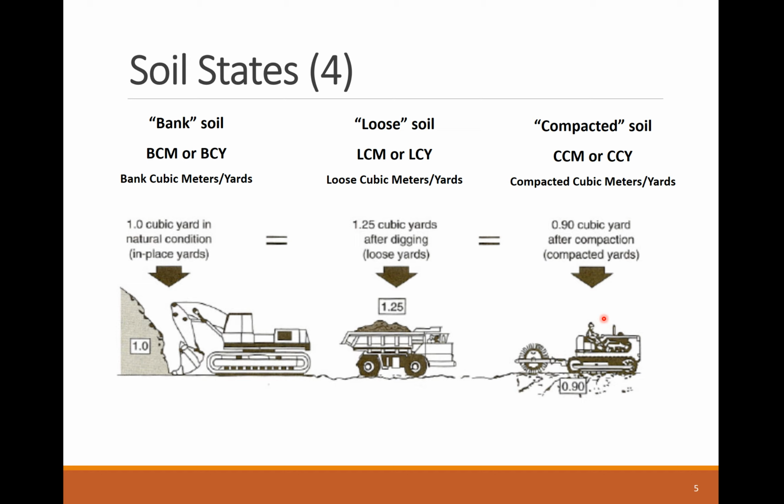After the soil shrinks during that compaction step, the soil changes from the loose state to the compacted state. As such, we need to use the compacted cubic yard CCY or compacted cubic meters CCM as the units to measure the soil in this state, to differentiate it from the volume calculations in the bank or loose states. In most cases, the compaction mechanical energy results in a compacted volume that's less than the soil's bank volume in its natural condition.